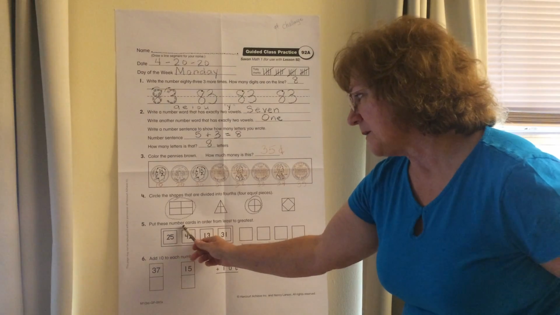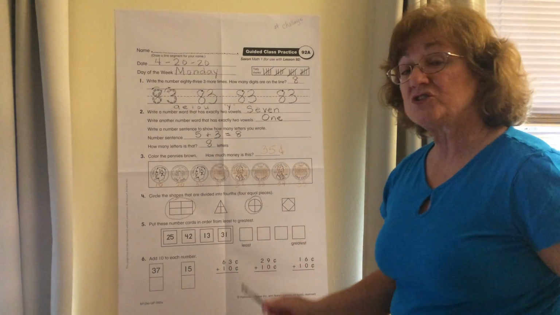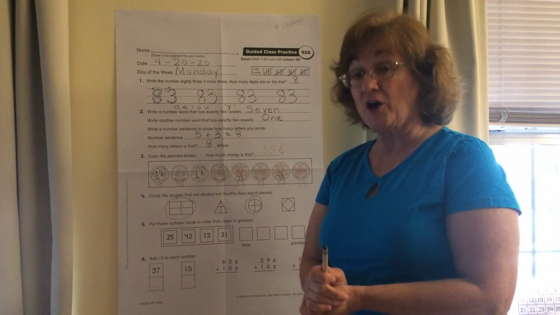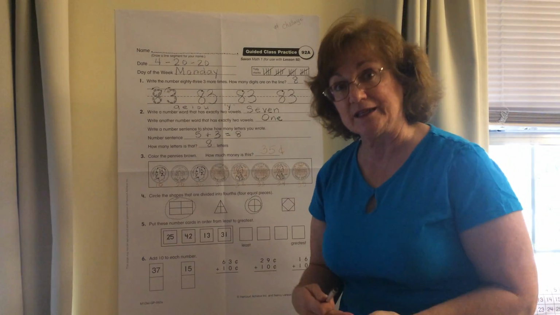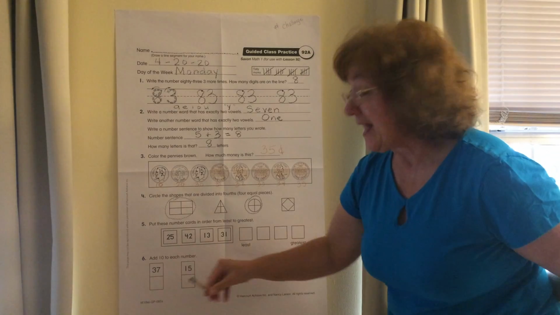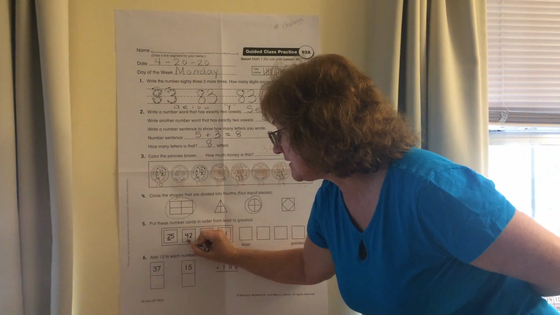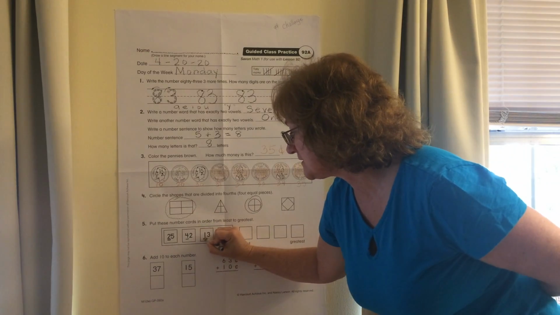All right, put these number cards in order from the least to the greatest. So the smallest number, the number you get to first when you're counting, is the least. All right, and if you look at the tens place, you could even underline it. Pretend you're doing ABC order.